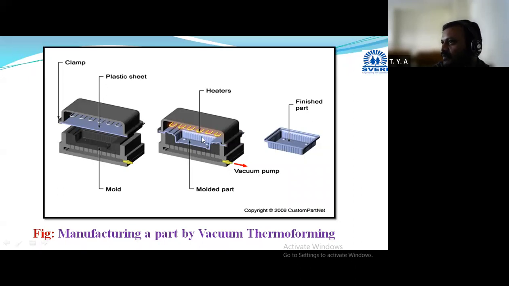Due to this vacuum pump, whichever material or sheet is there will be pressed against the walls of that mold and it will acquire the shape of that mold cavity. And after some time, it will get cured, and by opening this mold, we will get the finished part or final product.